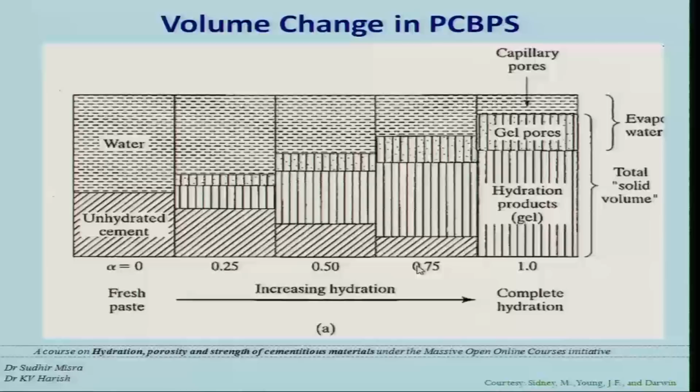In an actual case, typically you will have something like this, wherein at alpha equal to 0.75 you have unhydrated cement grain, hydrated product, gel pores and capillary pores.